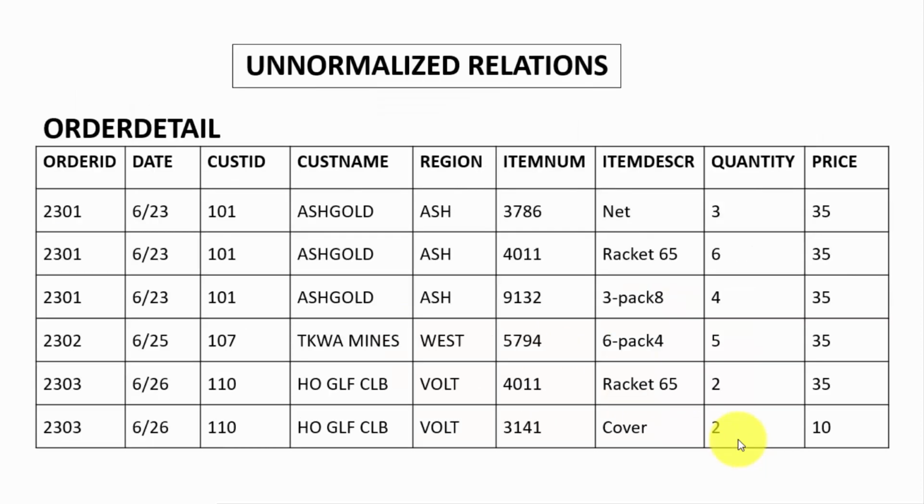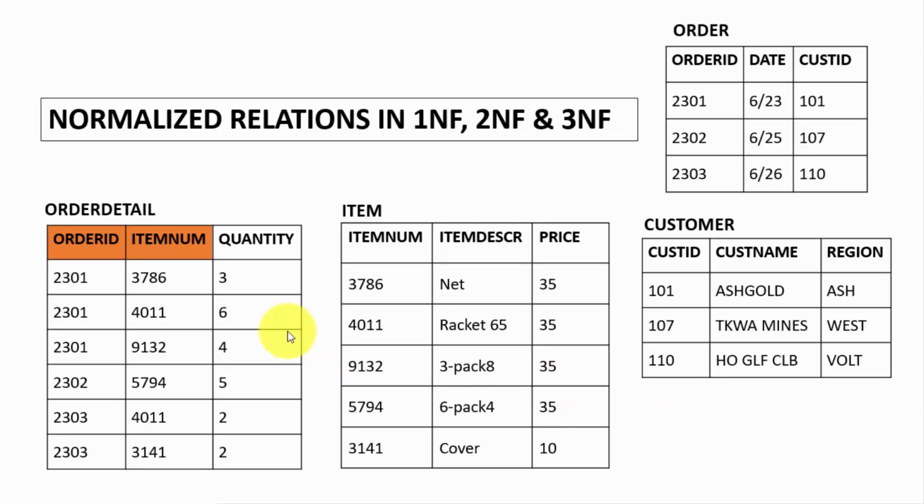So if we go to the order detail table, we get the order ID, the ordered item number, and the ordered quantity. If we want to know the date and who placed any of the orders, the order ID will lead us to the order table, and the customer ID here will tell us the details about the customer from the customer table. Also, let's check if there can be any anomaly here.